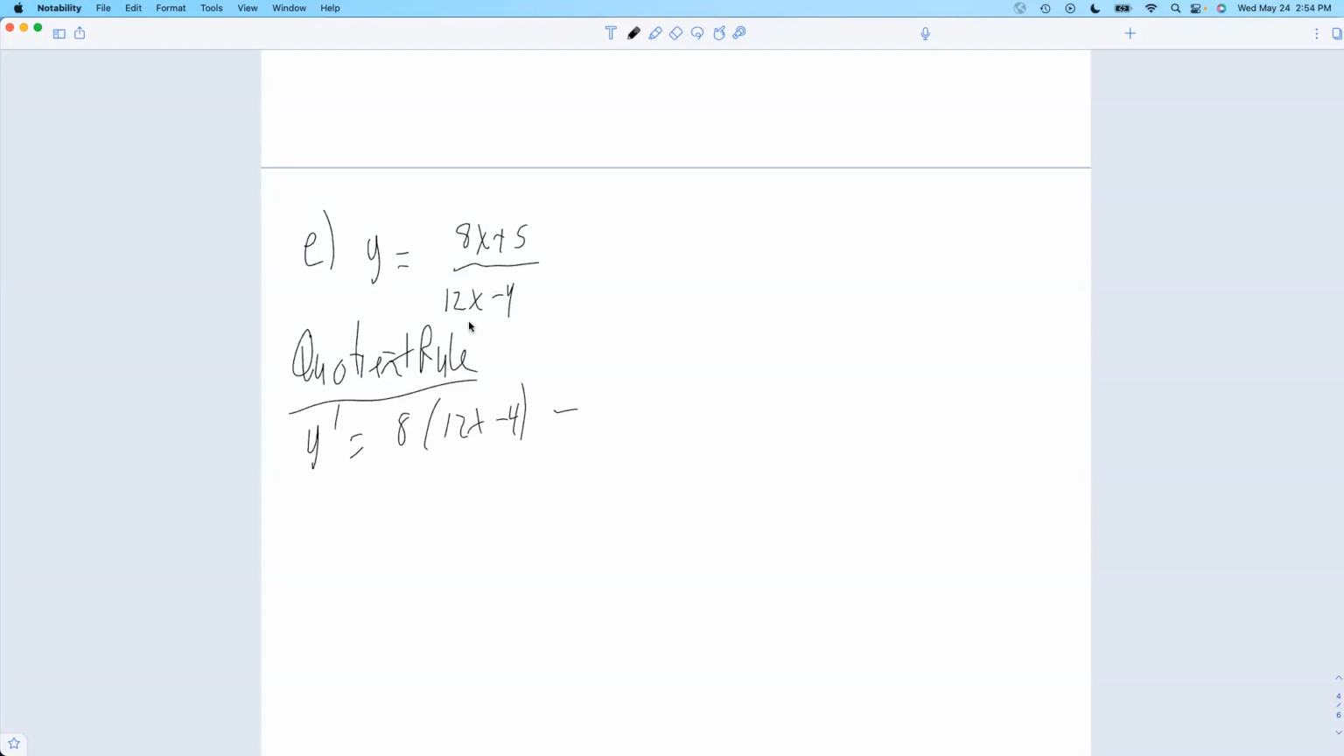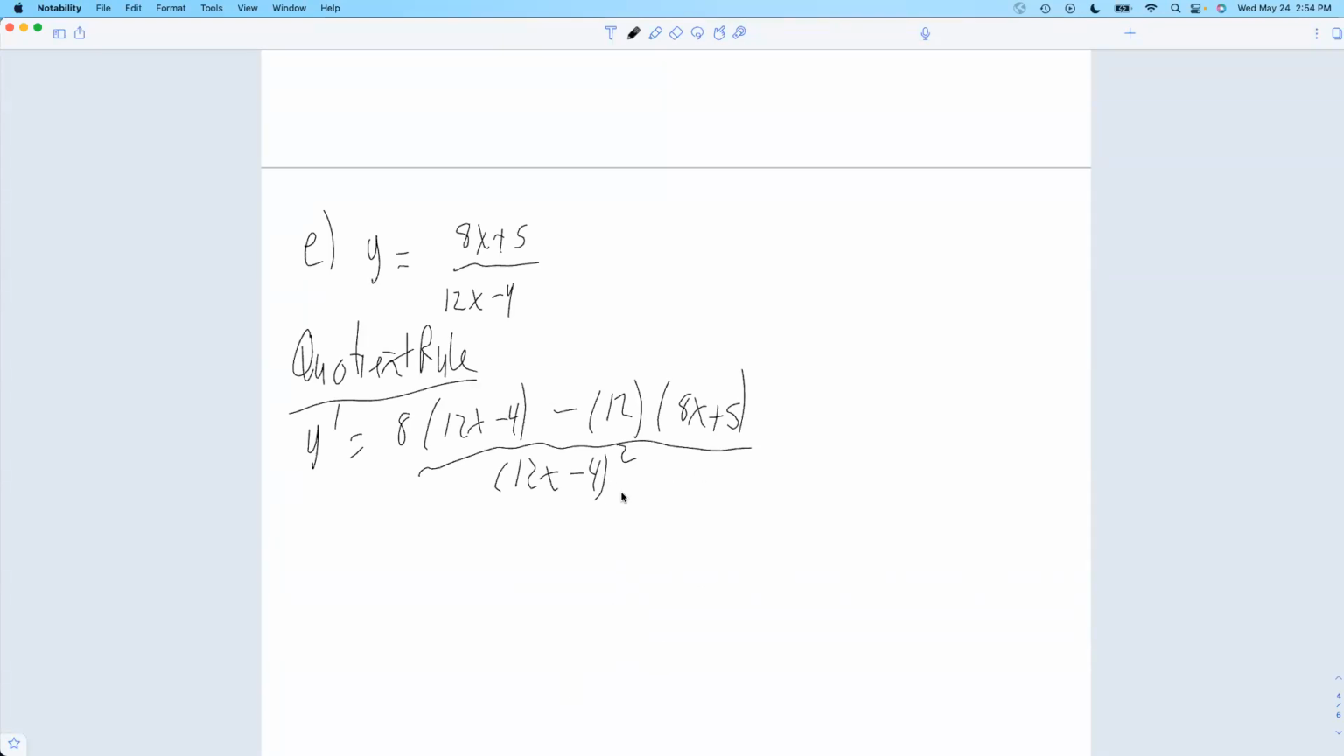Minus the derivative of the bottom. The derivative of 12x is just 12. Minus derivative of 4 is just 0. Times, leave the top alone. All over the bottom squared. So derivative of the top times the bottom minus derivative of the bottom times the top all over the bottom squared. I almost forgot the squared there.